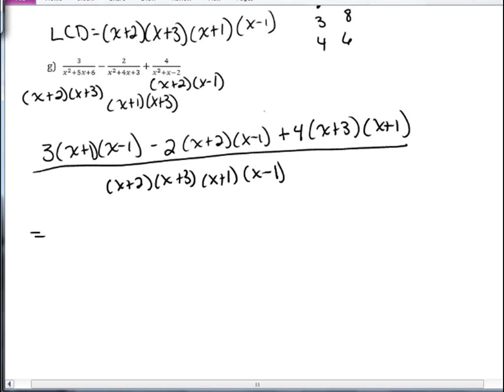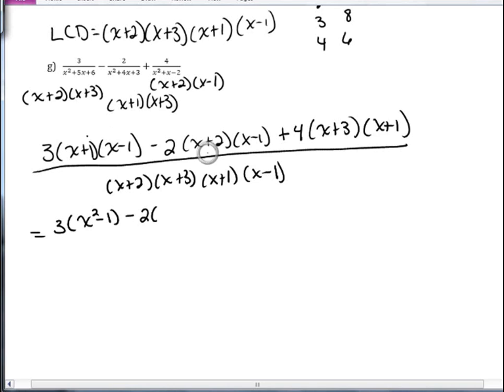Now we need to simplify the top, and so we'll have to do FOIL 3 times. Remember, x plus 1 and x minus 1 multiplies in that special way. It's going to be 3 times the quantity x squared minus 1. So it always is going to multiply that way. The middle terms will always cancel out if you have exactly the same thing, except for the sign in the middle. And then we have minus 2.